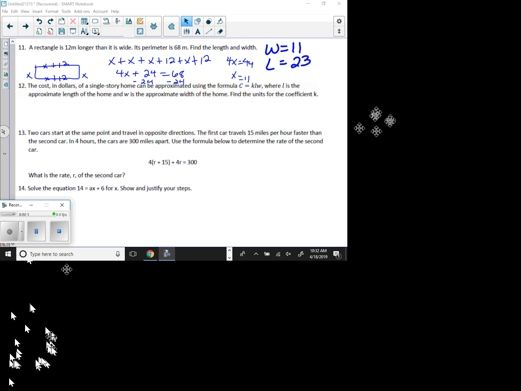Number 12, the cost in dollars of a single-story home can be approximated using the formula C equals KLW, where L is the approximate length of the home and W is the approximate width of the home. Find the units for the coefficient K. Well, it's saying the cost in dollars is represented by that formula, so your unit would just be dollars. So K equals dollars. That's a K.